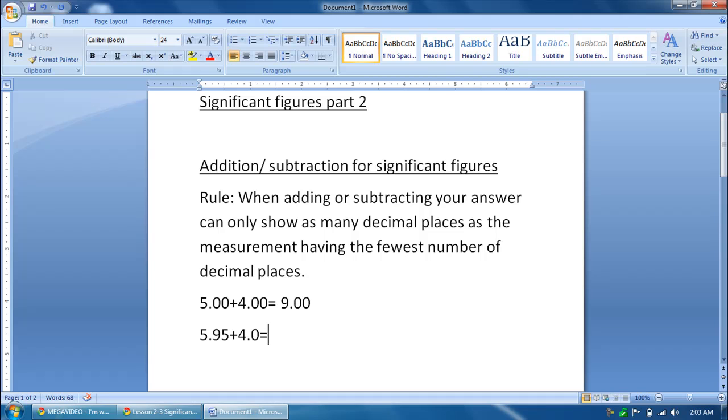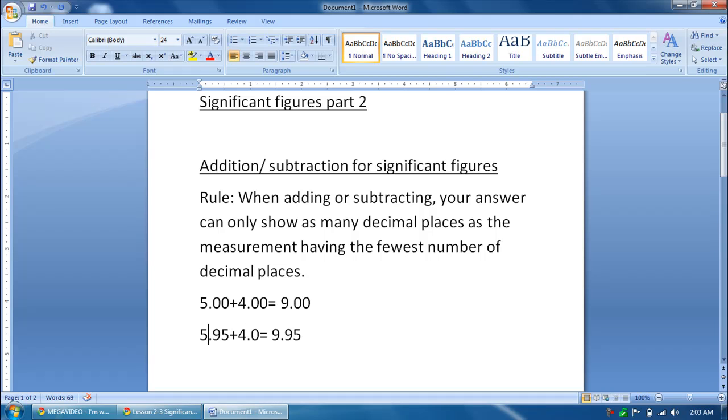Now let's look at another one with different significant figures. You have 5.95 plus 4.0. The answer originally would be 9.95. Now let's change our answer by referring to the rule. When adding or subtracting, your answer can only show as many decimal places as the measurement having the fewest number of decimal places.